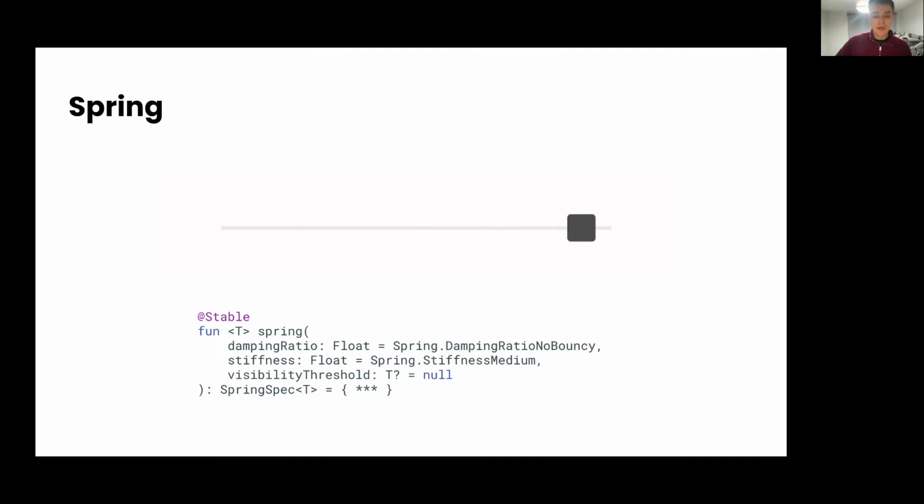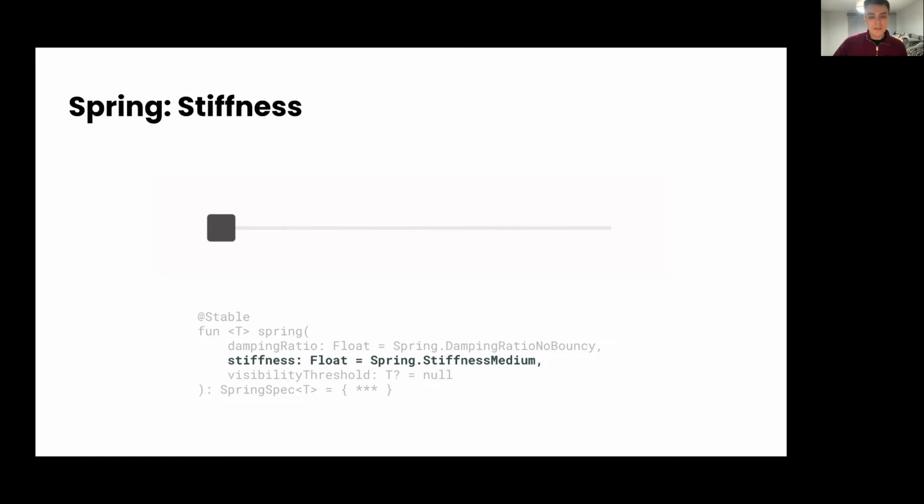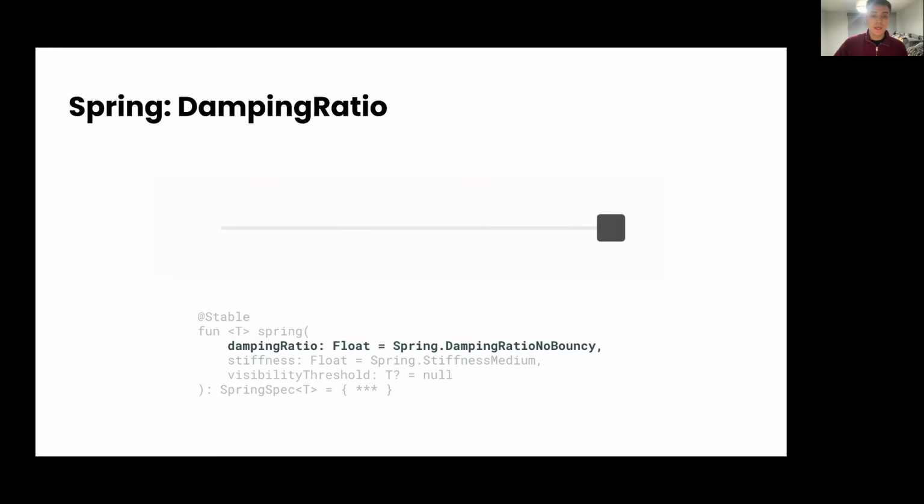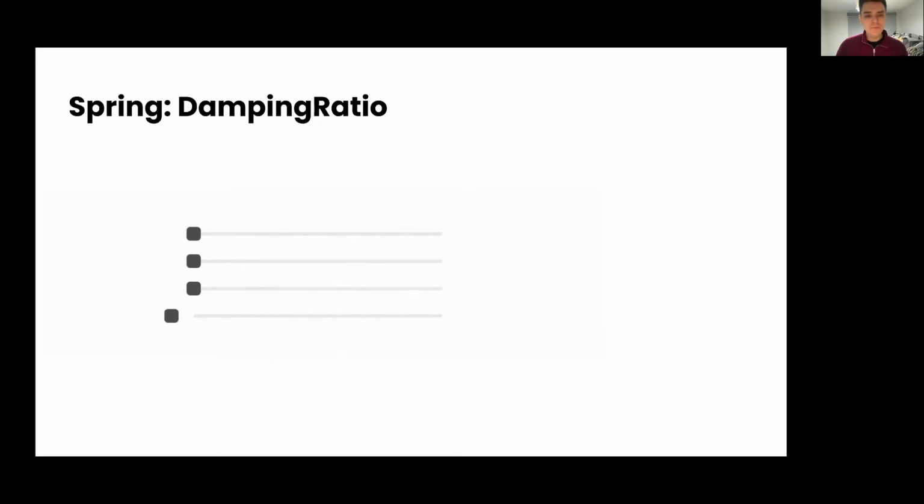And here we are interested in two parameters. Stiffness. To simplify, stiffness is responsible for the speed of the animation. And the second one is damping ratio. It is responsible for how bouncy, I would say, your spring is. And let's take a look at the example.